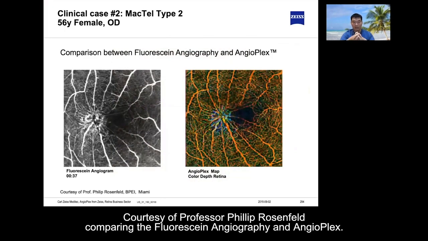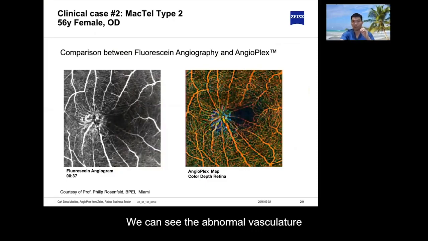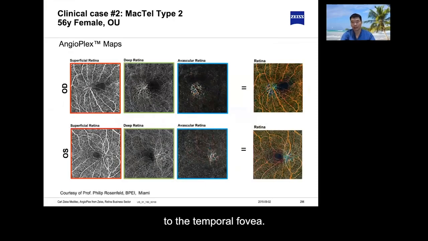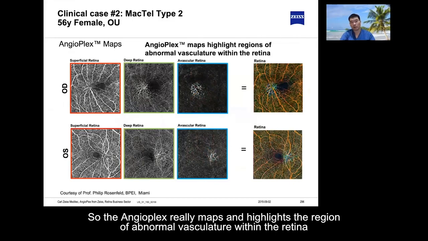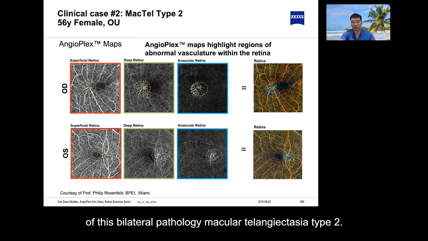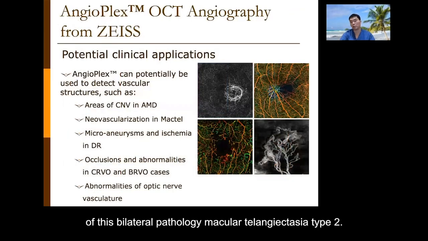Again, courtesy of Professor Phil Rosenfeld, comparing the fluorescein angiogram and AngioPlex, we can see the abnormal vasculature to the temporal fovea. So the AngioPlex really maps and highlights the region of abnormal vasculature within the retina of this bilateral pathology, macular telangiectasia type 2.